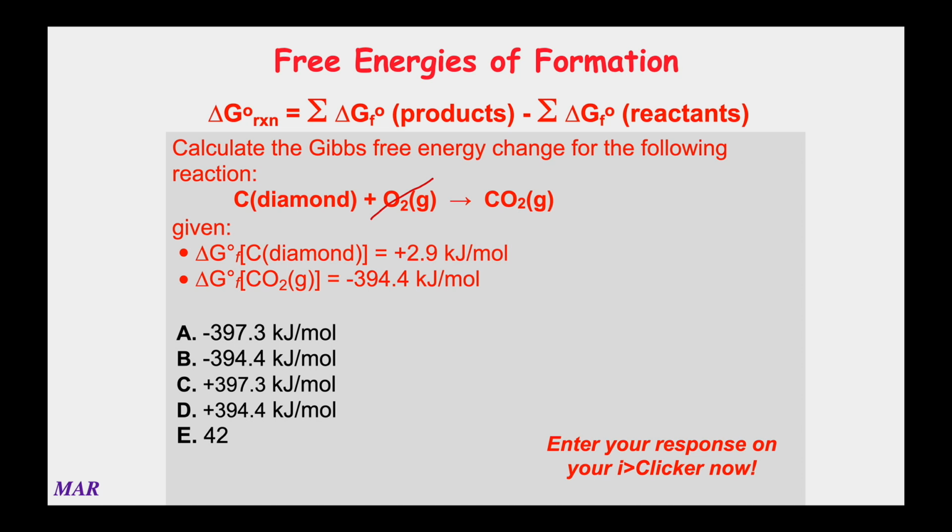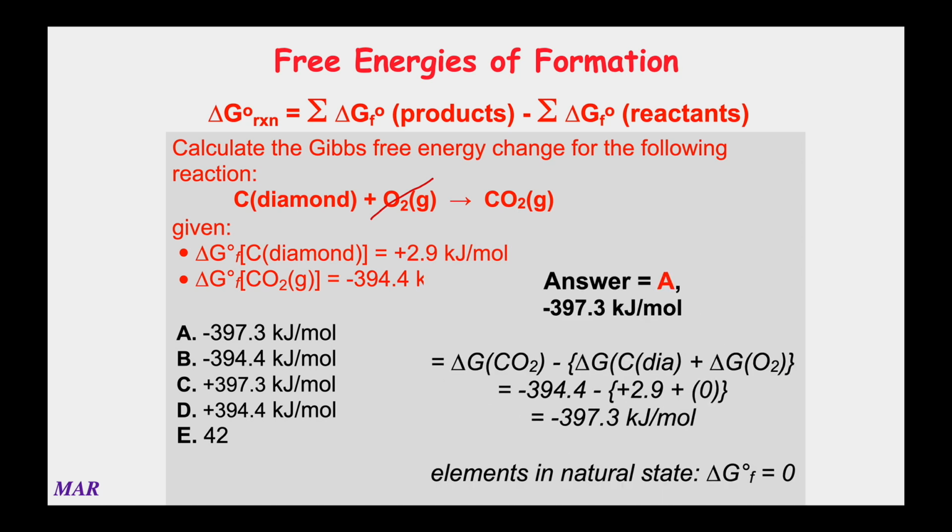Elements in their standard states are 0 for both delta H and delta G. They are not 0, though, for delta S, or the S values. Entropy values are always positive, except for those perfect crystals at 0 Kelvin, which is like never. So always look up entropy, but the Gibbs free energy and delta H values here will be 0. So take the CO2 value and subtract the diamond from it. If you do that, you end up with negative 397.3 kilojoules per mole. Notice that diamond is not the natural state of carbon. The natural elemental state is usually graphite. So that's why you have a non-zero value there for delta G.